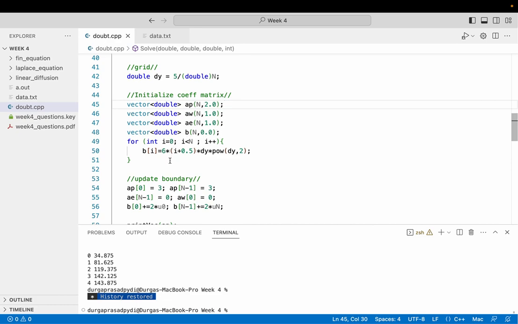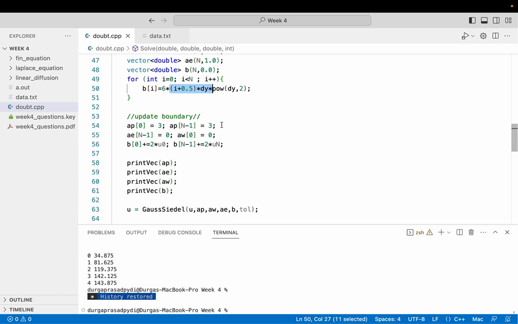Now for the source term, since the source term is varying as a function of x, the discretization is 6 times this particular value, I plus 2 dy, which is your xp, into delta y square. Now at the boundaries your AP term is essentially changing, and on the west boundary AW is 0, and on the east boundary AE is 0, so this is also fine.